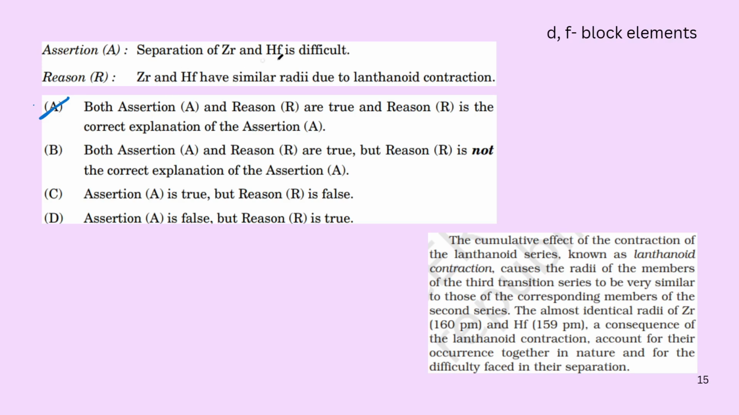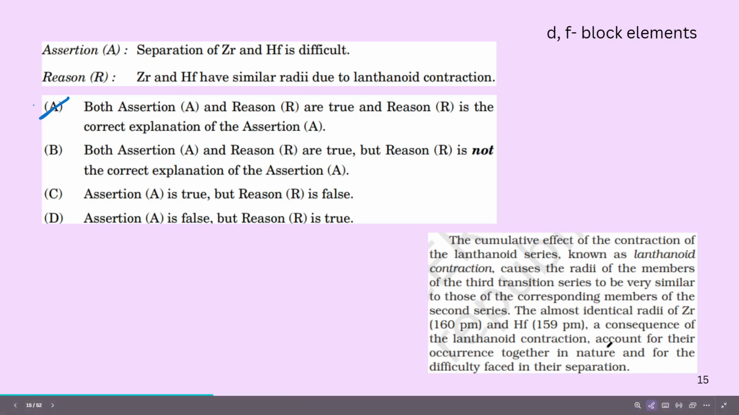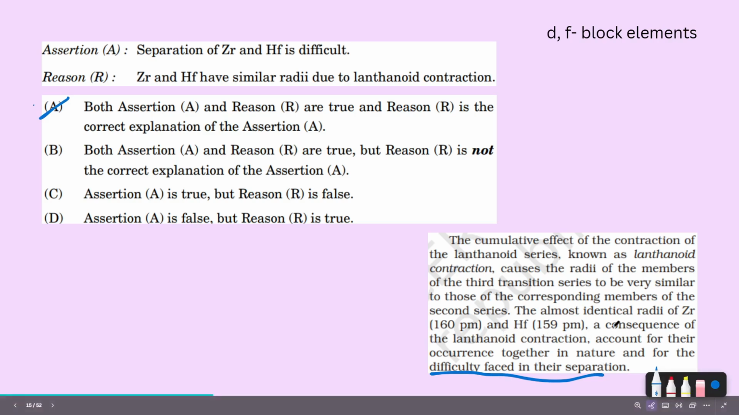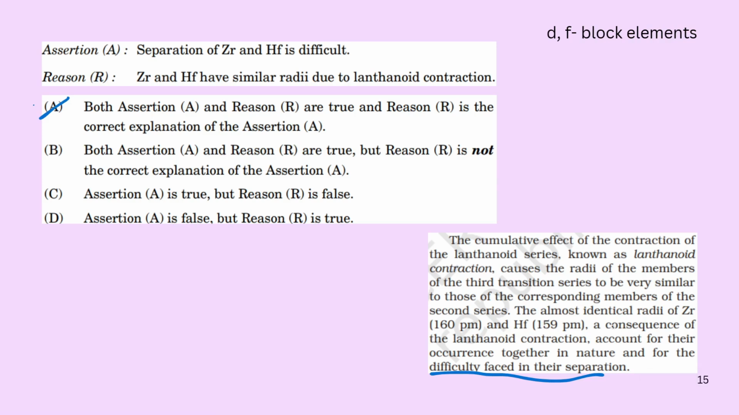First of all, it is difficult to separate zirconium and hafnium, and that is actually mentioned again in your textbooks under the concept of physical properties. So they have a difficulty in separation. Now this is because of a concept called lanthanoid contraction. The lanthanoid contraction makes sure that there is a similarity in radii between the second and third transition series, and this in turn leads to the fact that their atomic radii are similar. This in turn implies that it'll be difficult to separate them. Because of that, both the assertion and the reason are correct.